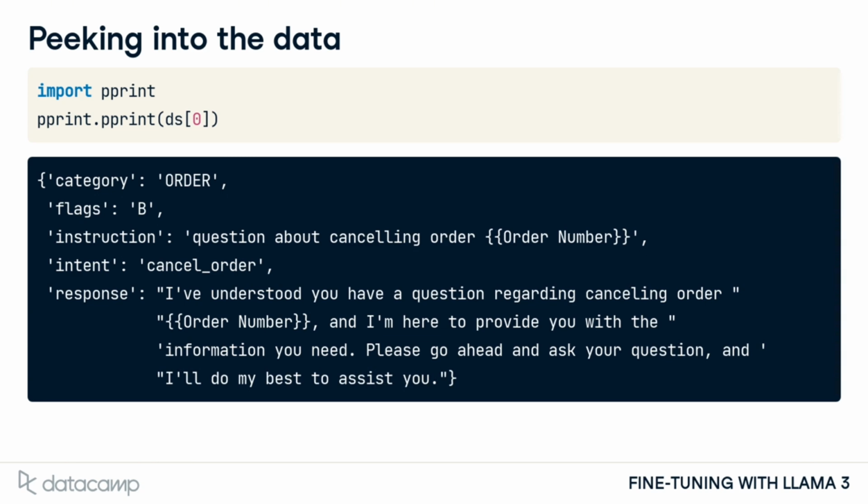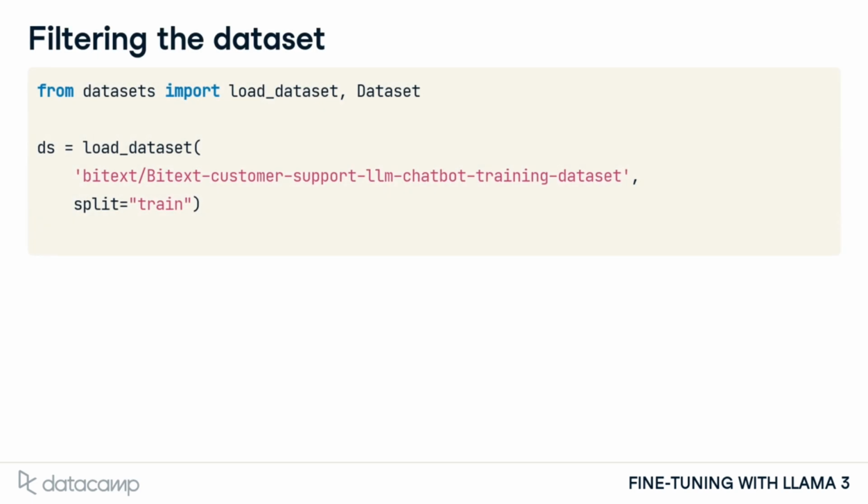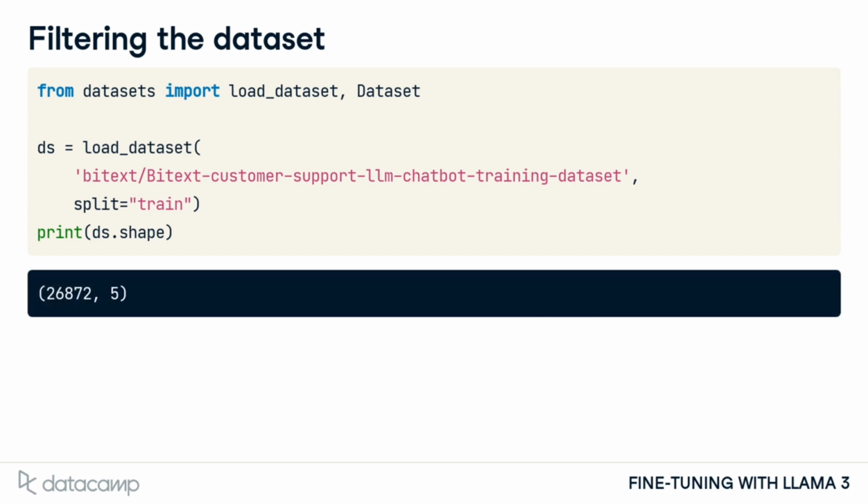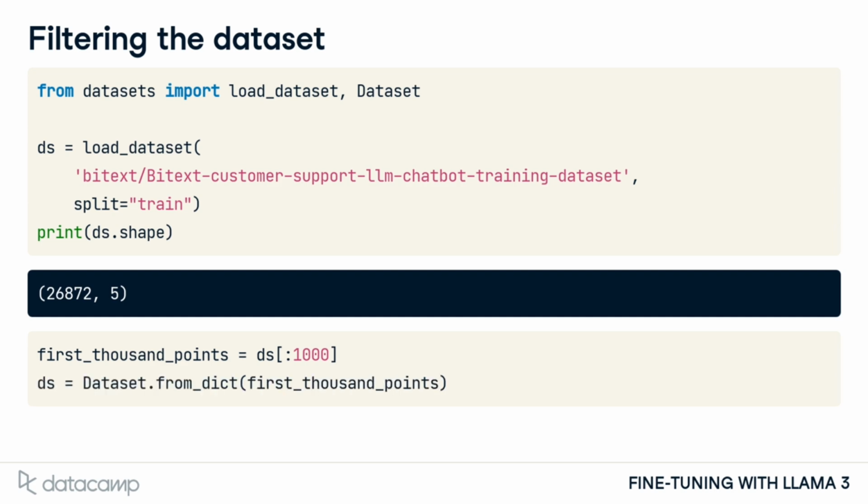and target response. To filter dataset samples, we import load dataset and the dataset class. The dataset class stores datasets and provides utilities for converting data to a dataset object. We check the data shape with the shape attribute and filter the first 1,000 elements using Python's list syntax, which stores them as a dictionary of lists. We then convert this dictionary back to a dataset object using fromDict.